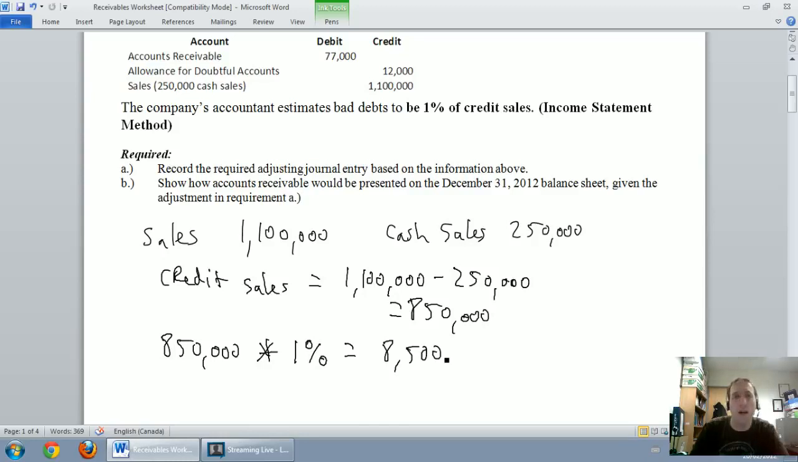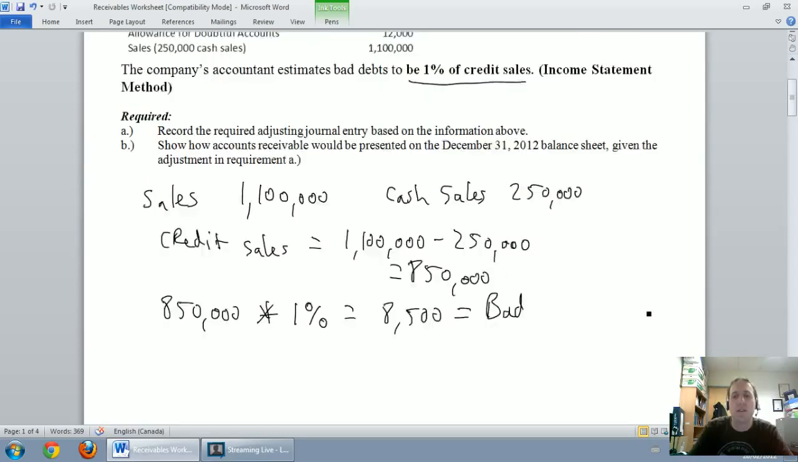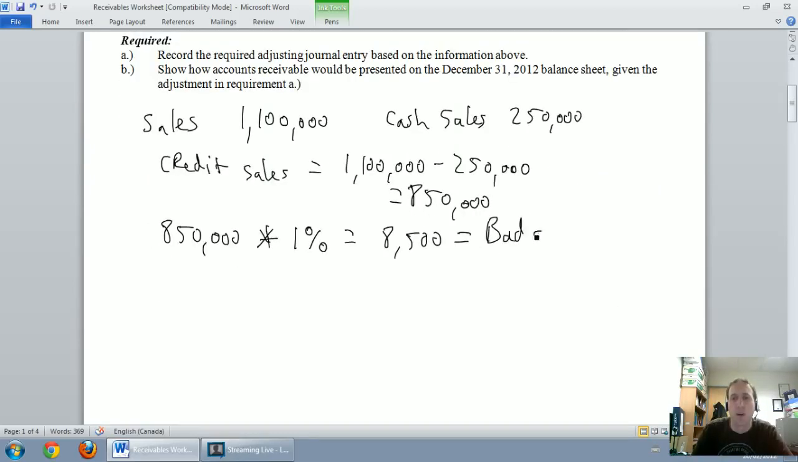Now in my class, certainly I'd never make students make up this number. I would always provide them with a number like that. I would say the company's accountant estimates bad debts to be a percentage of credit sales, or 5% of accounts receivable, or something like that. Anyway, whenever you get a percentage of credit sales or a percentage of sales, you're doing the income statement method. And what the income statement method says is easy. The amount you calculate here, 850,000 times 1%, this amount is your bad debt expense.